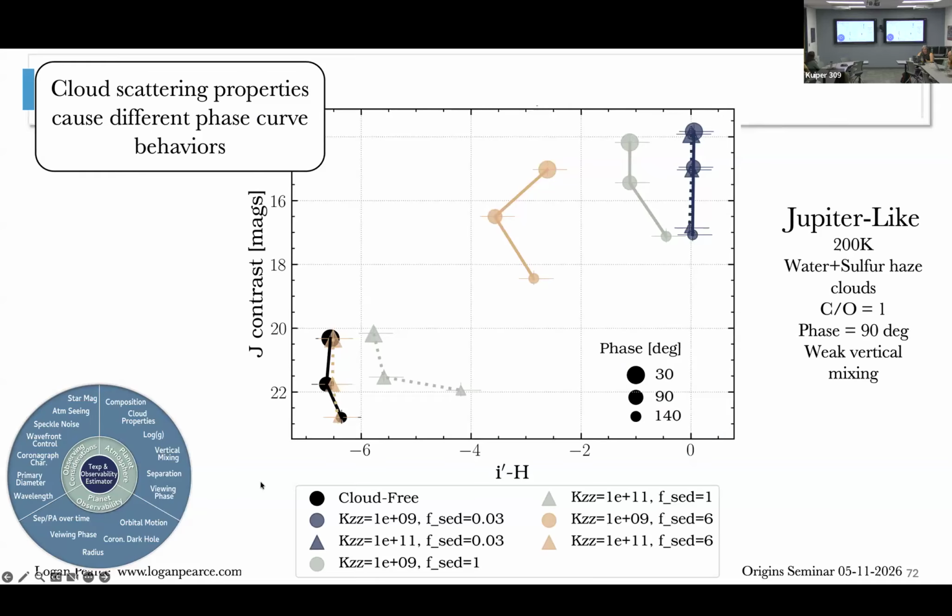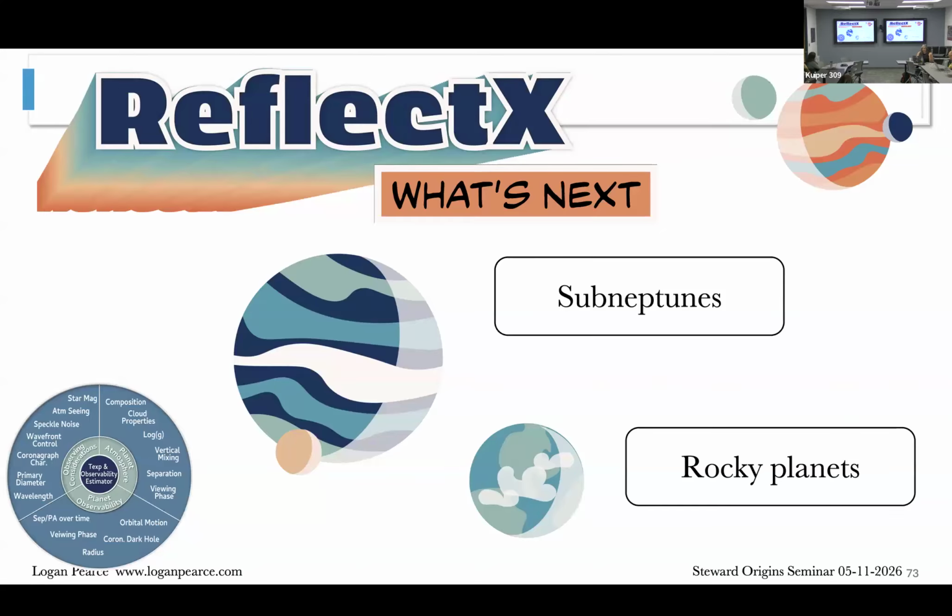This is the same planet, but now in a color magnitude diagram. So this is I minus H color versus J contrast, viewed as a phase curve, so 3 different phases. And the different colors are different cloud parameters. And so we can see that different cloud parameters produce different behavior as a function of phase in color magnitude space. So even before we get a spectrum, we can just get broadband photometry, and we can start to place some limits on the atmosphere of the planet. So that's the gas giant part.